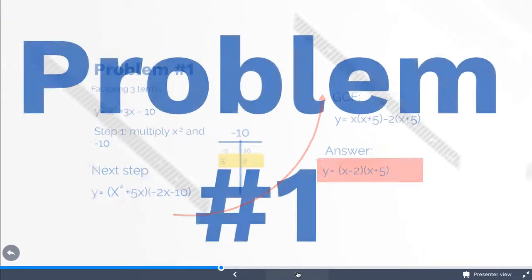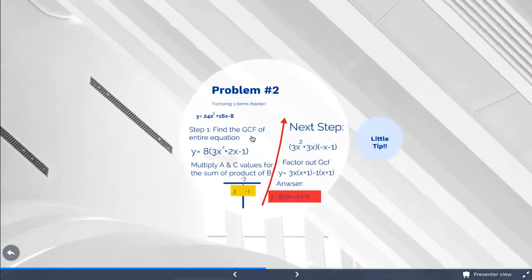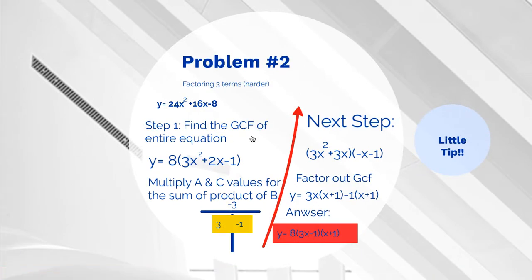Okay, so now going on to problem number 2. Now this one is just a little harder, but you have to think. Our problem is y equals 24x squared plus 16x minus 8. The first step is to find the GCF of the entire equation. It's 8, so it's going to be y equals 8(3x squared plus 2x minus 1).